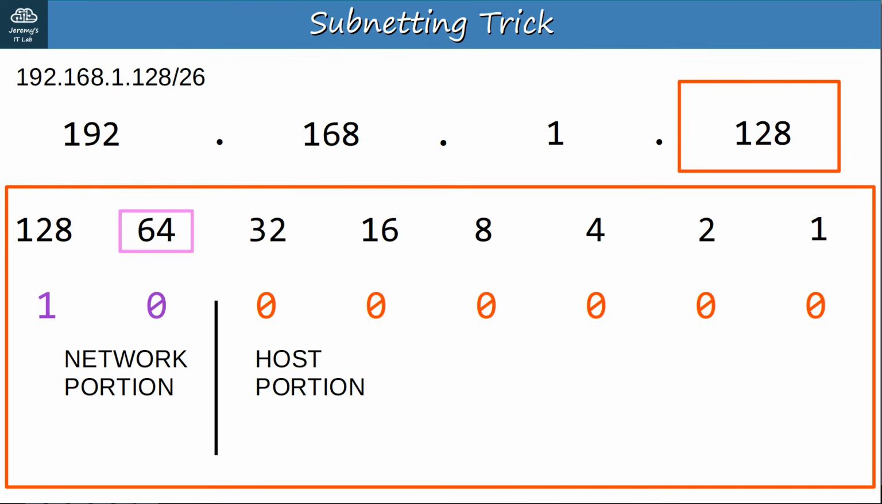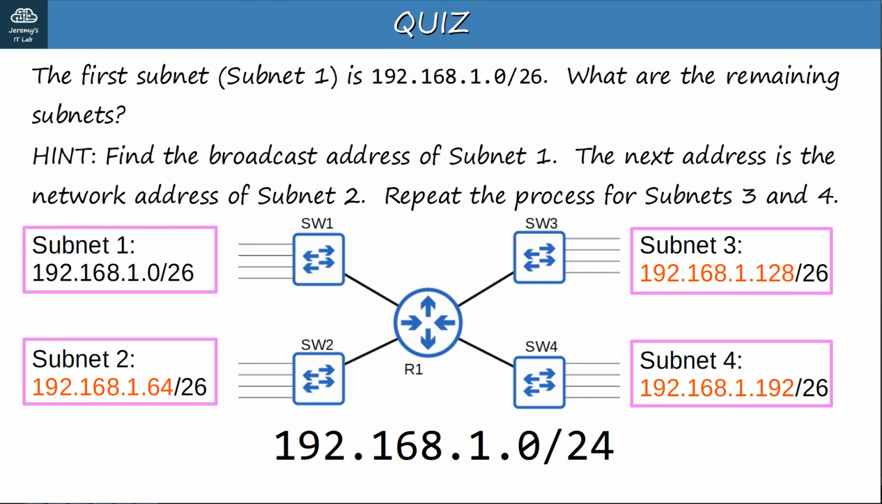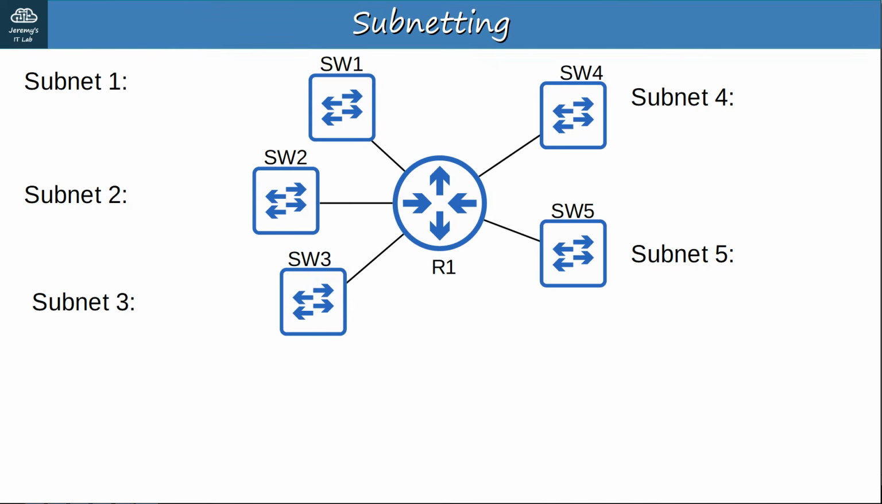Add 64 again, and we get 192.168.1.128, which is the network address of subnet 3. Finally, add 64 again, and we get 192.168.1.192, which is the network address of subnet 4. So, as you can see, by adding 64 each time, we were able to find the network addresses of each subnet. Now let's try another similar exercise.